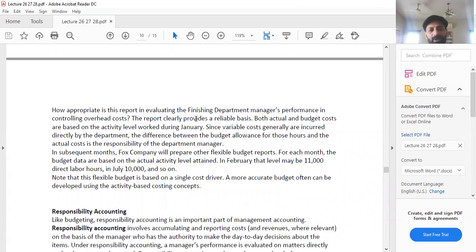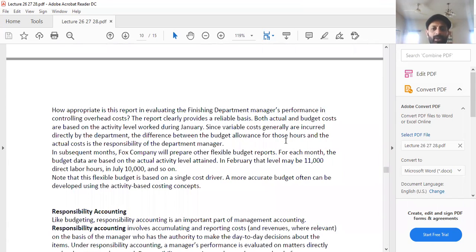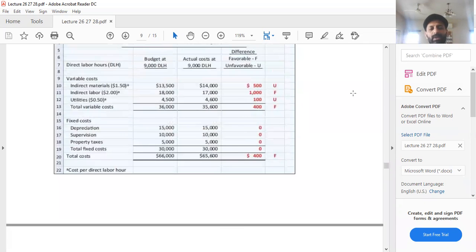How appropriate is this report in evaluating the finishing department manager's performance in controlling overhead cost? The report clearly provides a reliable basis. Both actual and budget costs are based on the activity level worked during January. So we say that in January the activity level was 9,000. We are comparing it with the budgeted level of 9,000. So the budgeting methodology is realistic and correct. Since variable costs generally are incurred directly by the department, the difference between the budget allowance for those hours and the actual cost is the responsibility of the department manager. So whatever result we get, whether it is unfavorable or favorable, that can be directly linked to the performance of the manager of that department, because that manager is responsible for this activity.